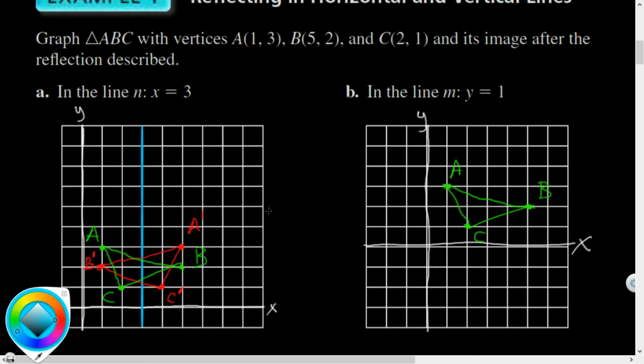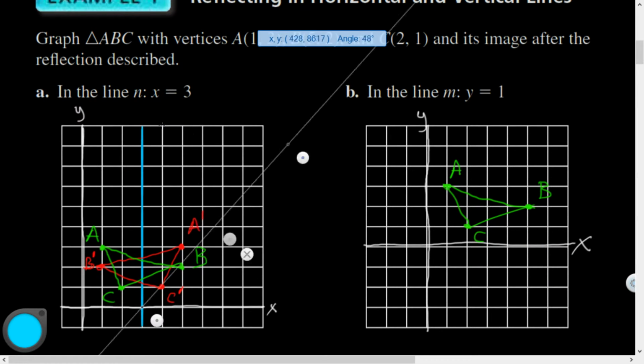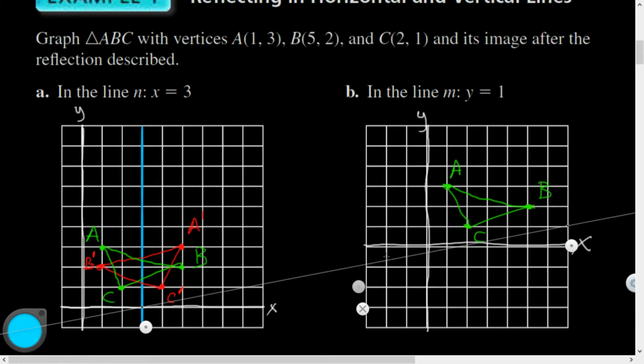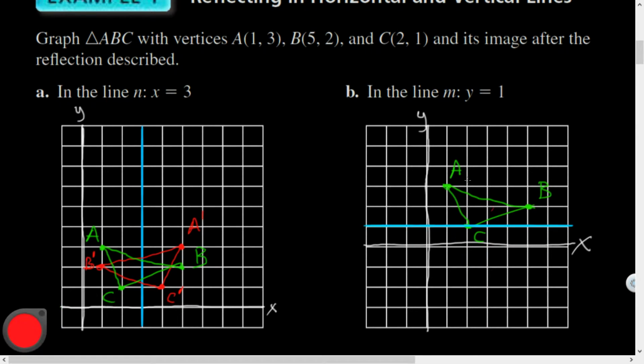I'm graphing it, I'm reflecting it over the line y equals 1, which is going to be a horizontal line with a y-intercept of 1. Right? So there's my mirror line right here. Gorgeous mirror line, if I ever saw one. To map A to A prime, perpendicular to the line of reflection, 2 units away, I mapped it over here like so. That's going to be my A prime.